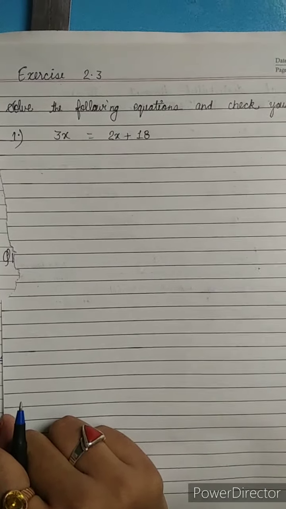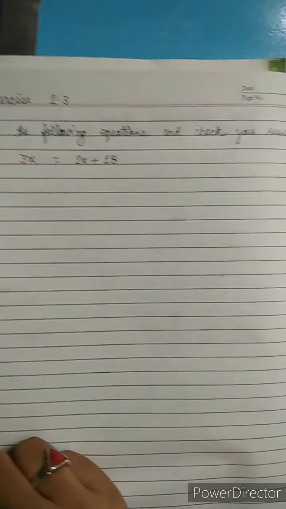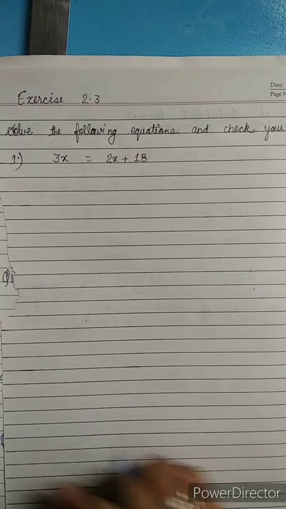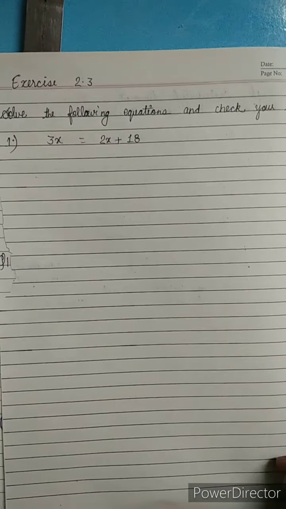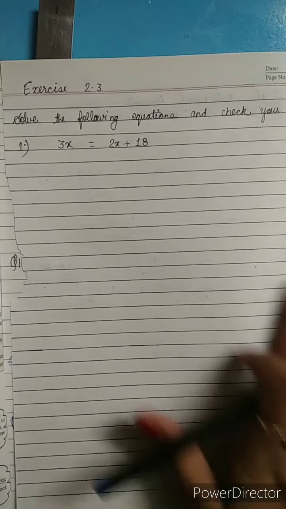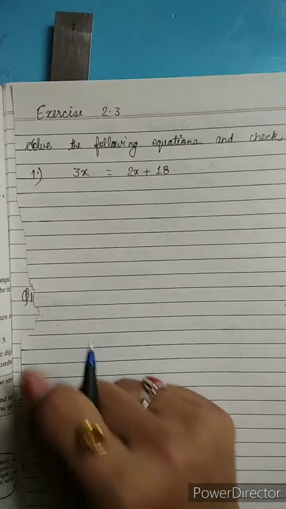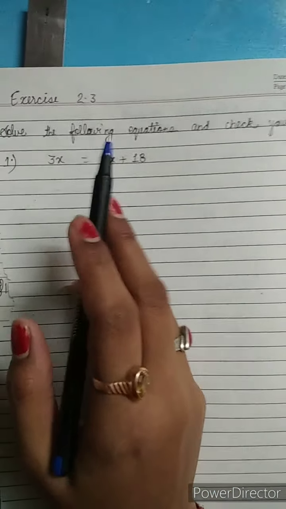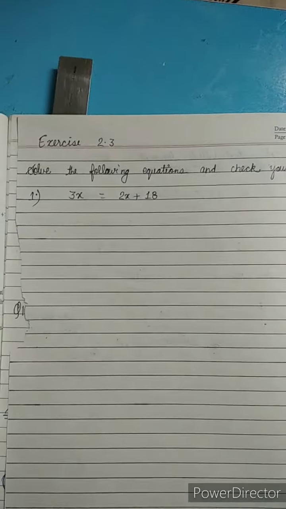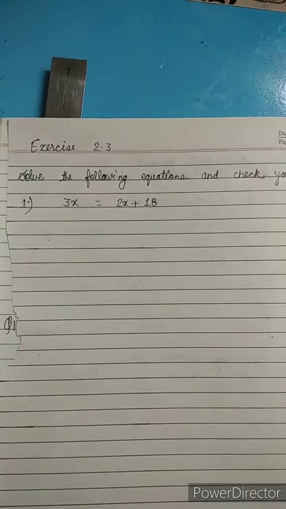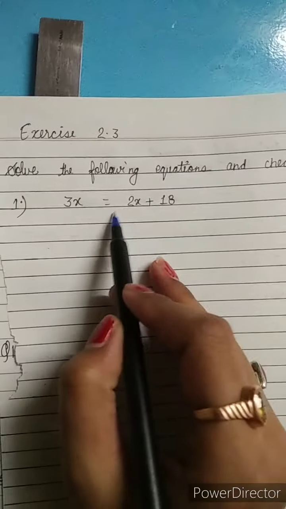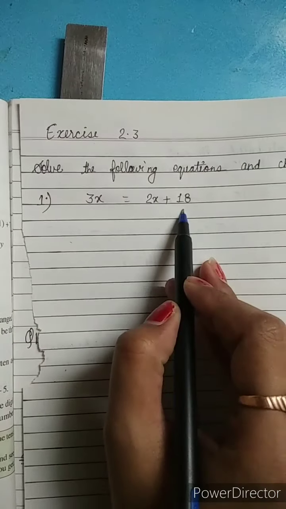The question is: solve the following equations and check your result. It means we have to solve the given equations and put their answer in the LHS and RHS. If both sides are equal, we will say our solution is correct, or LHS is equal to RHS. In the first question we have 3x is equal to 2x plus 18.